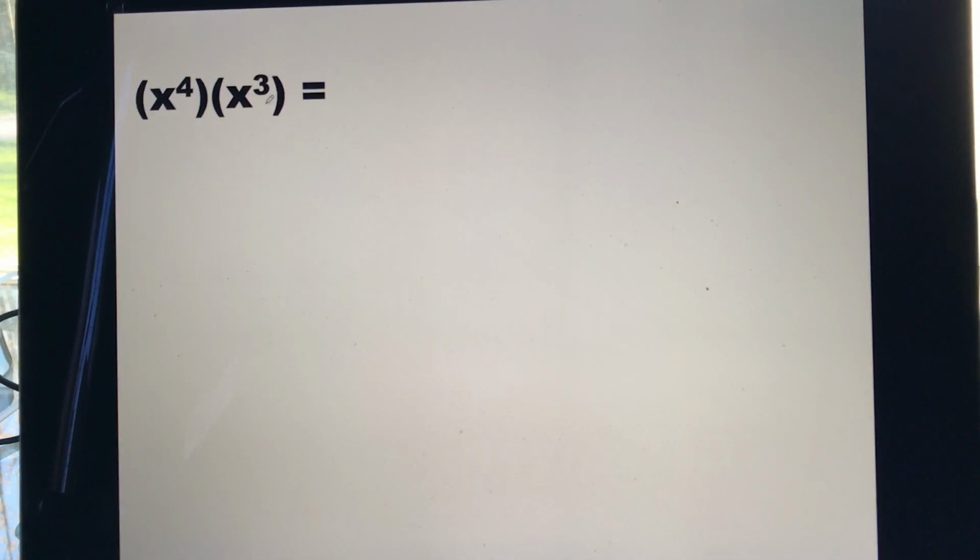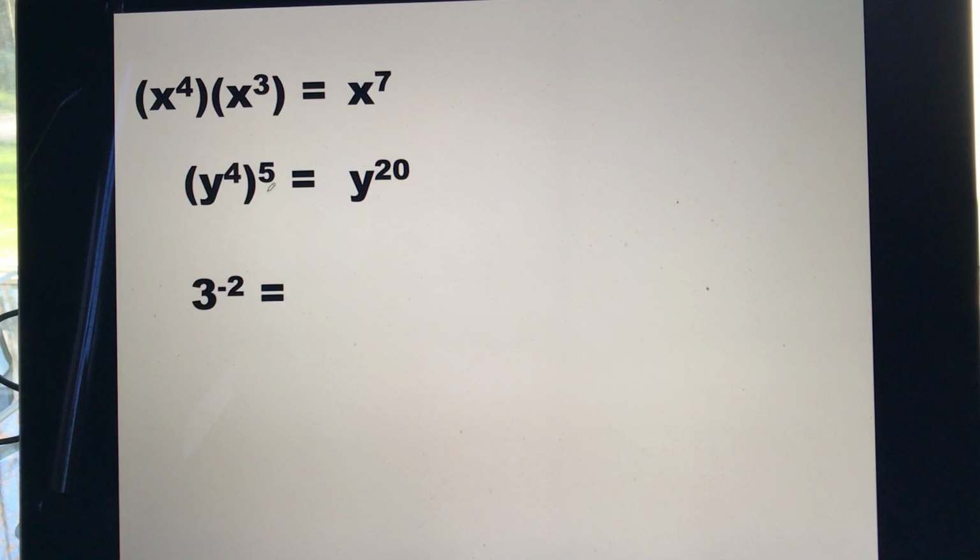X to the 4 times x to the 3. I'm going to add these together. X to the 7. Y to the 4 to the 5. It's power of powers. I multiply. It's y to the 20.